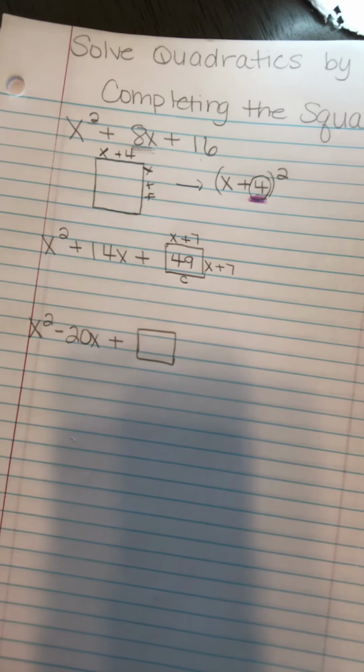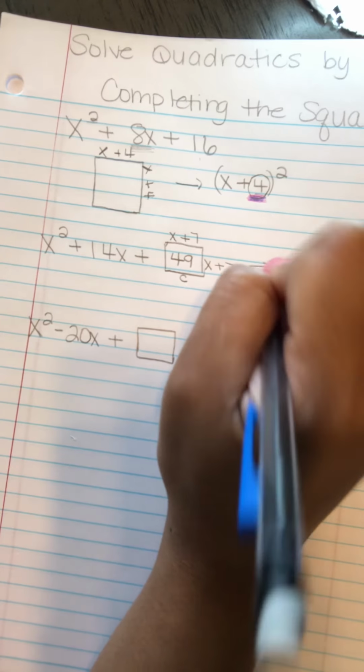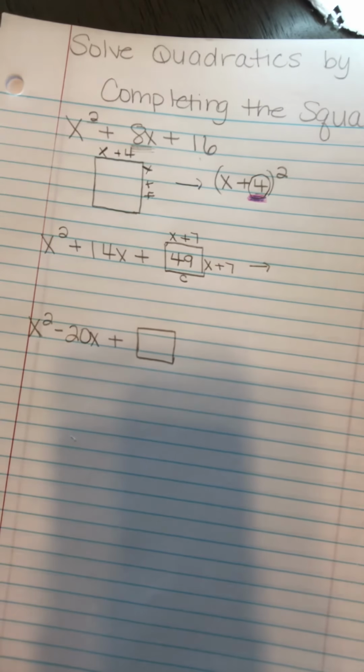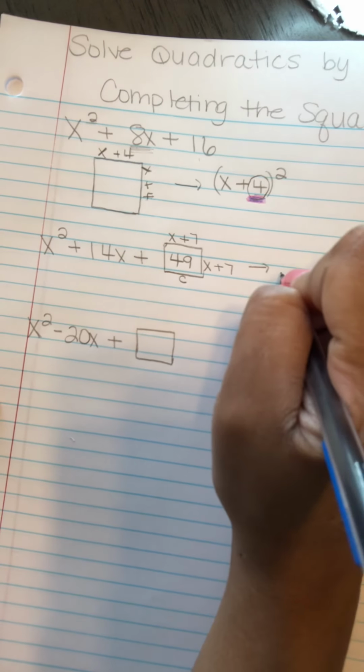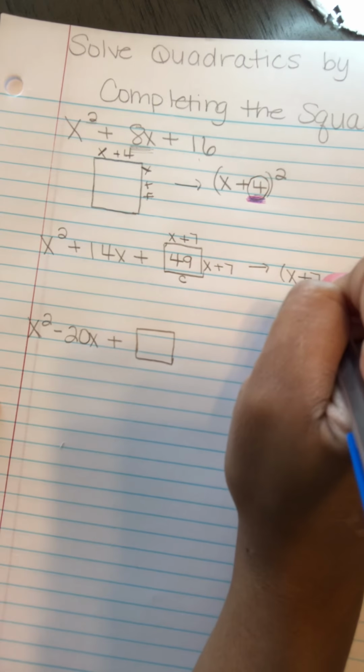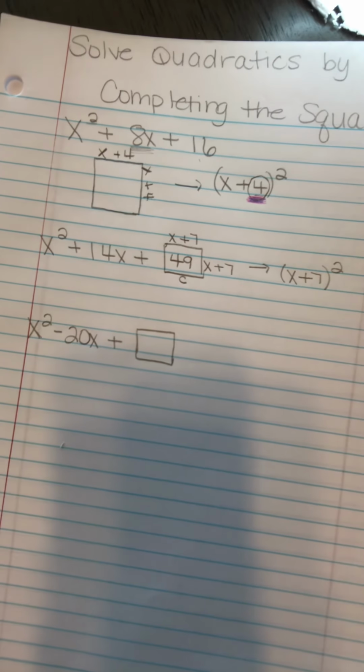But now I need to factor it. Well, we already said that both sides were x plus 7, so I can simply just say that it's x plus 7 squared.